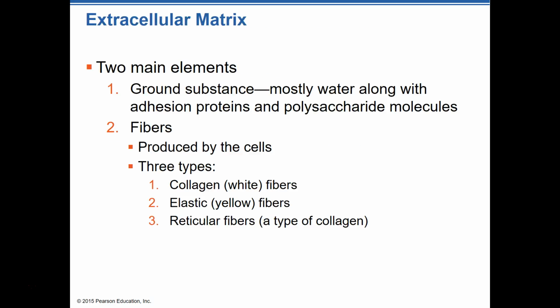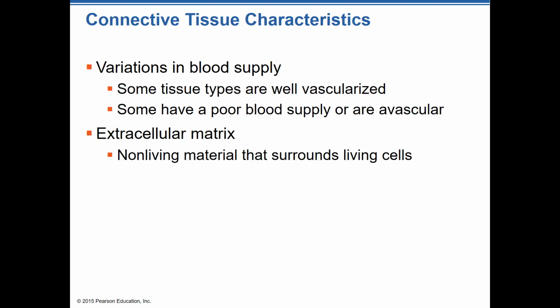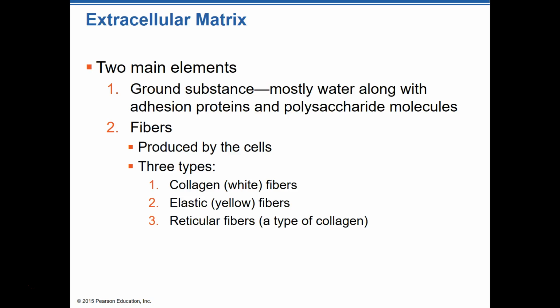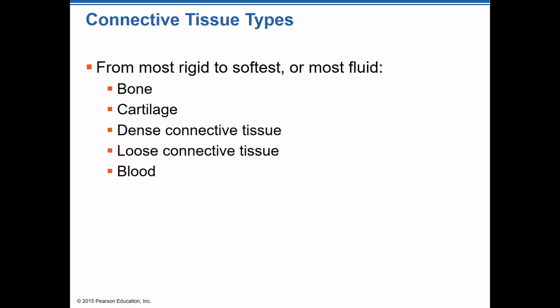Let me back up here. There are certain things in the extracellular matrix, the things around cells, that are considered connective tissue. The two main elements of those are ground substance. It's mostly a watery, adhesive, kind of sticky polysaccharide substance, so it sticks to things. And then there's also fibers that are produced by the cells, and those fibers are collagen, elastin, and reticular fibers, which is a type of collagen. So those are the two main types of extracellular connective tissue elements.